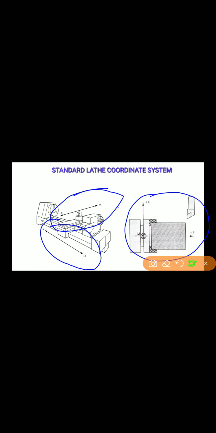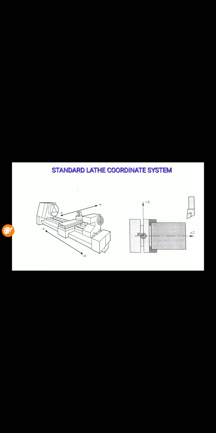This diagram is showing the turning or facing operations. The workpiece is held in the headstock, and we are looking at the turning and facing operations. This is what we call the Z axis, and this is what we call the X axis. The X axis indicates the direction of the tool, plus or minus, and the Y axis means towards the workpiece or away from the workpiece.